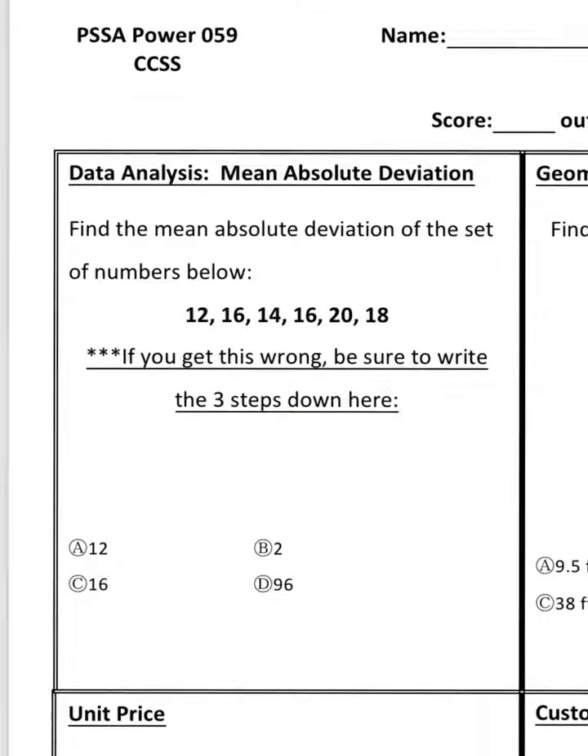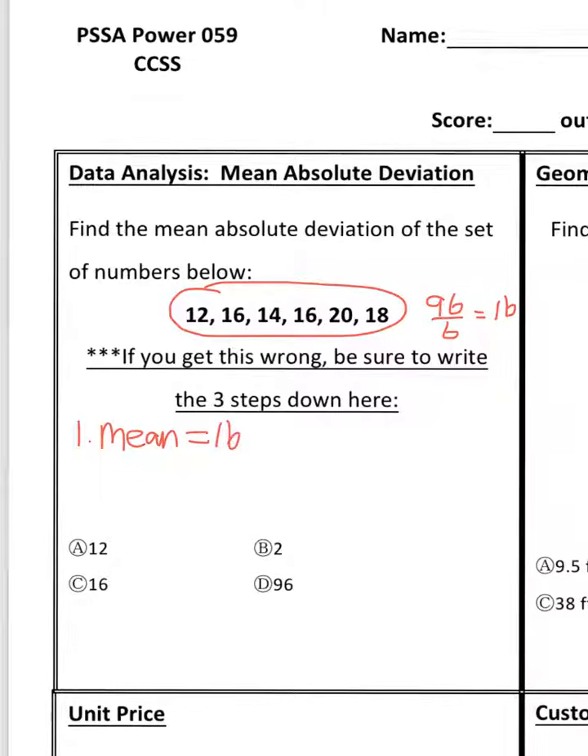Think of the mean sandwich for your 3 steps. The first step is you have to find the mean of the numbers. So the numbers right here, you have to find the mean. I'm going to add up those numbers, and 12 plus 16 plus 14 plus 16 plus 20 plus 18, they add up to 96, and then I have to divide that by however many numbers there are, and there's 6 numbers, and 96 divided by 6 is 16. So in step 1 I found the mean, which is 16.